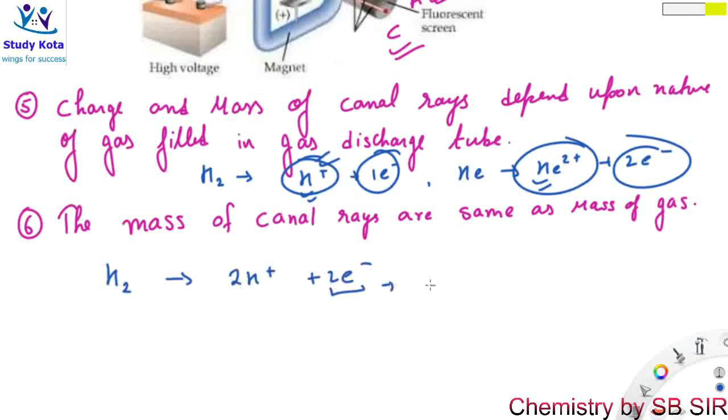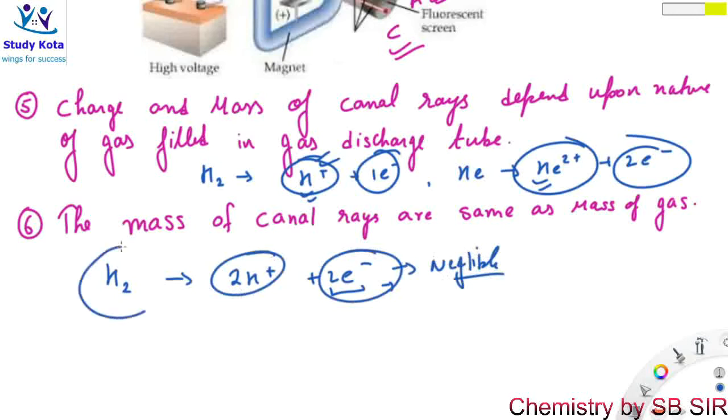Mass of these electrons is negligible. Mass of electron is negligible compared to mass of hydrogen atom. So we can say that the mass of H2, the mass of gas, is the same as the mass of canal rays. Mass of proton was found to be 1.672 into 10 to the power minus 27 kg.